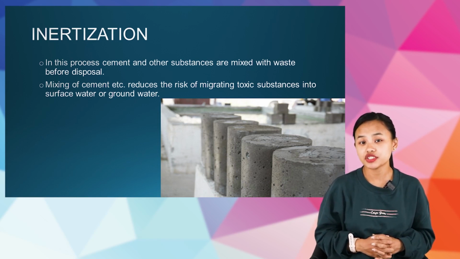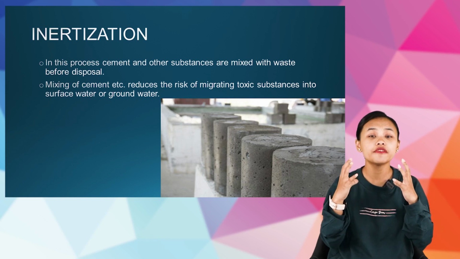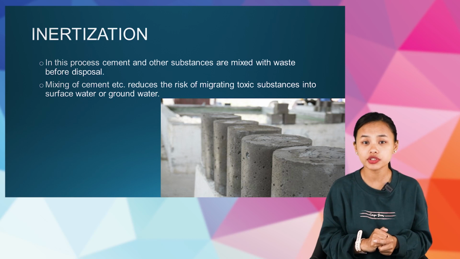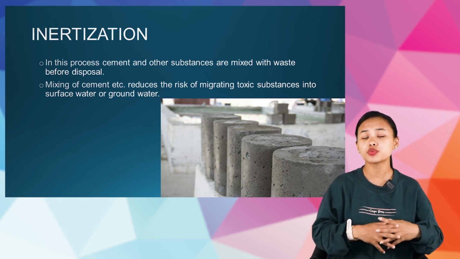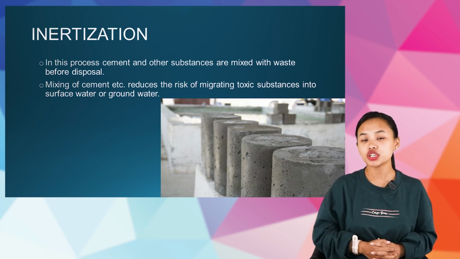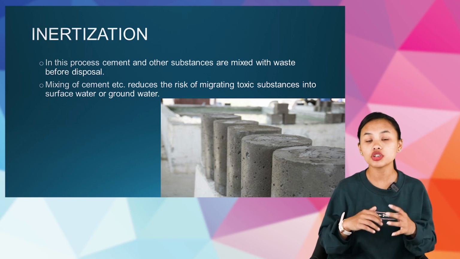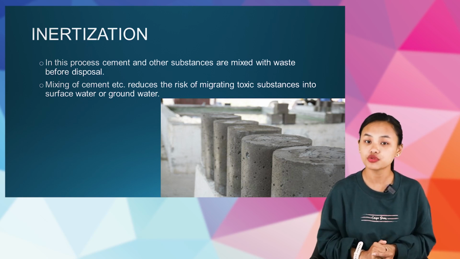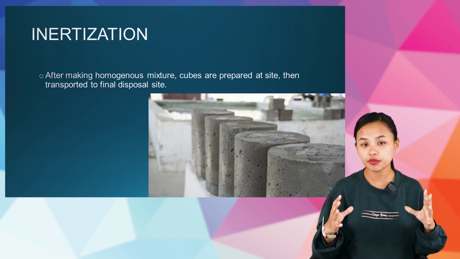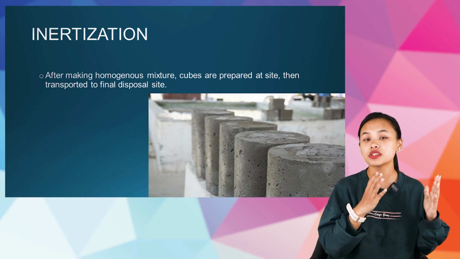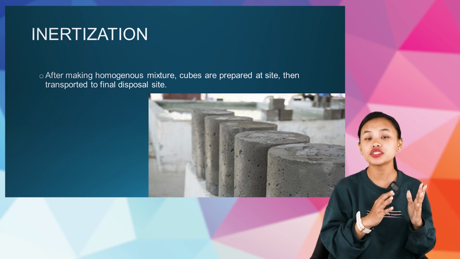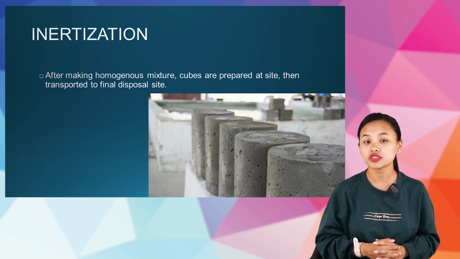And the next one is inertization. This is the process whereby the waste will first be mixed with cement and other substances before being disposed of. Because by mixing the waste with cement or certain other substances, it helps to reduce the risk of toxic substances migrating into the groundwater or even into the surface water. So after they have made this homogeneous mixture, a cube will be prepared at the site, and only after this has been done will they finally transport the waste to the final disposal site.